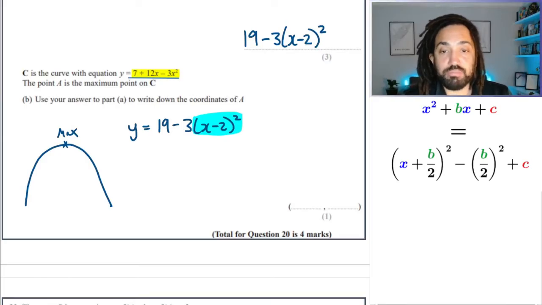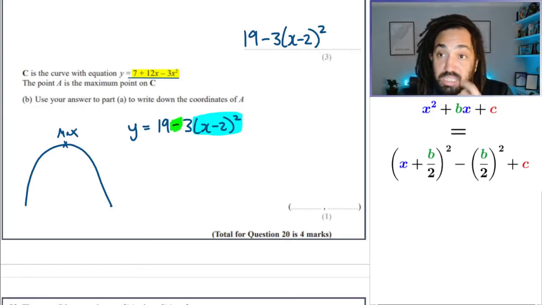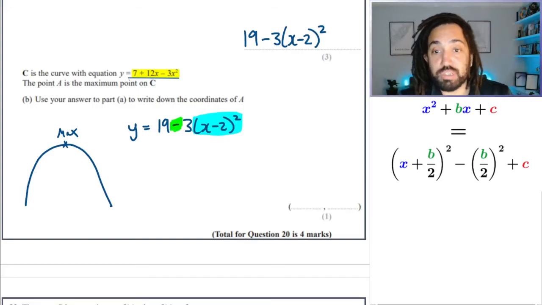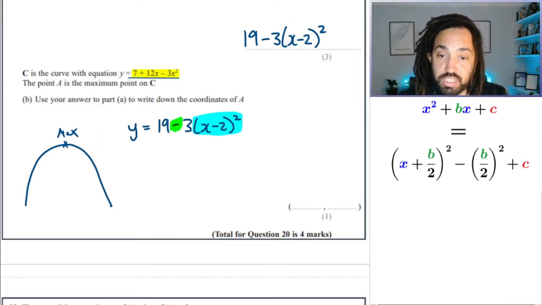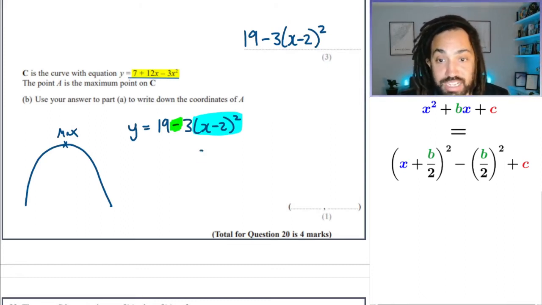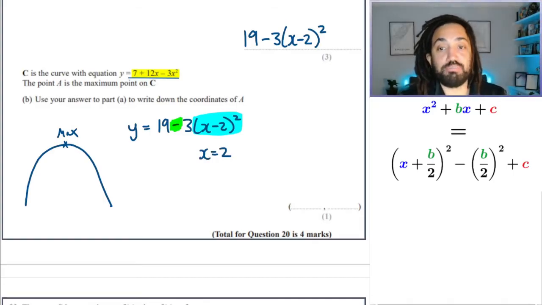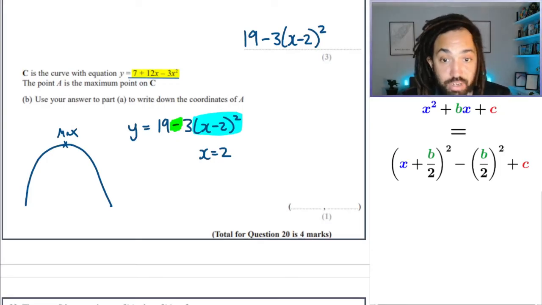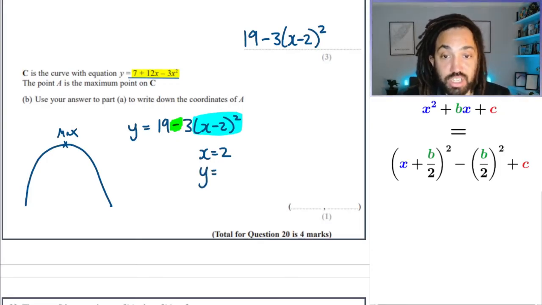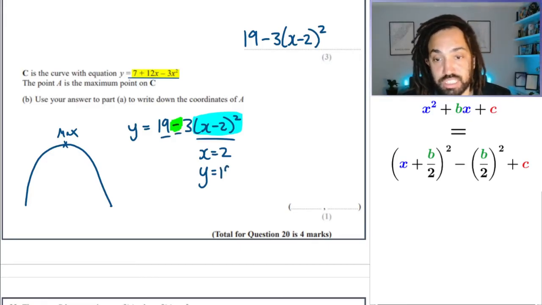So if we want to find the maximum point, we want to take away as little as possible, because we're taking away this square bracket. So we want to take away the smallest we possibly can to maximize this value for y. So the smallest that the blue square can be is 0, and x equals 2 makes the blue square 0. And when the blue square is 0, the y value is just 19 minus 0, which is just 19. So we get 2 and we get 19.